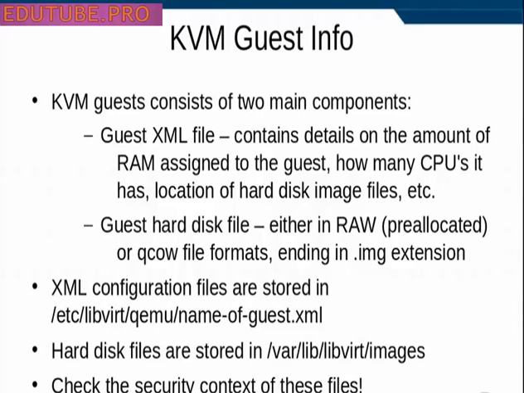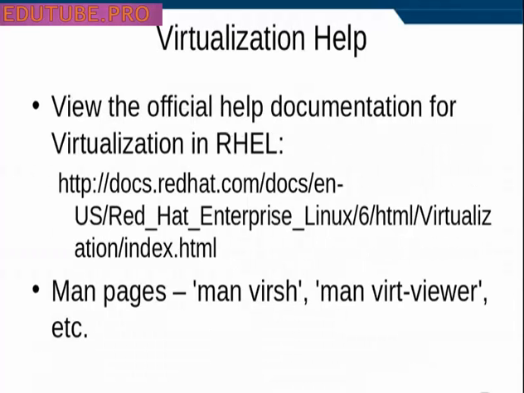The XML files are located in /etc/libvirt/qemu/ and then the name of the guest followed by .xml. The hard disk image files are located under /var/lib/libvirt/images. Be sure to check the security context of these files, as SELinux does play a role in virtualization. To learn more about virtualization in RHEL 6, I recommend that you look at the official documentation located at the URL listed below, and take a look at the man pages for the commands that we will cover shortly.